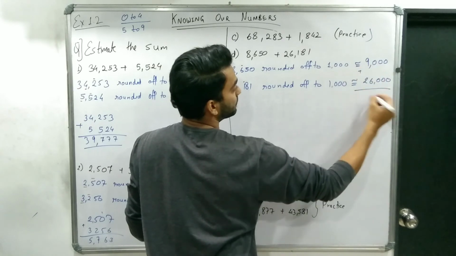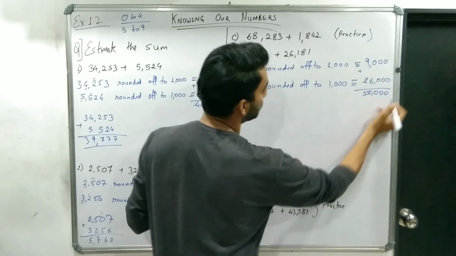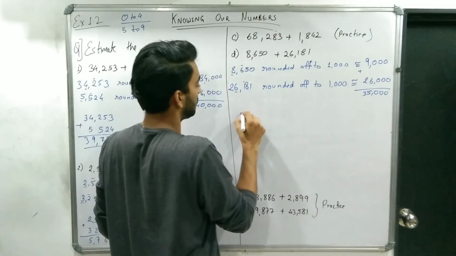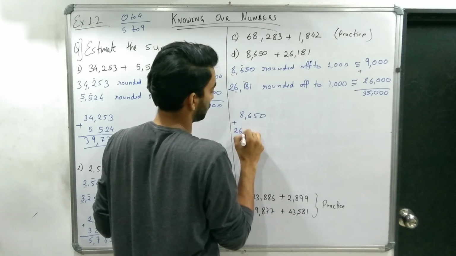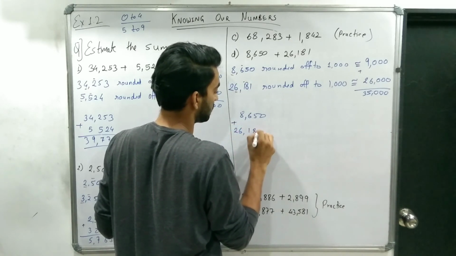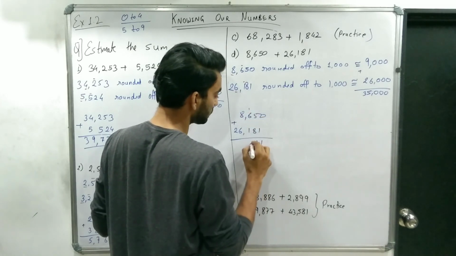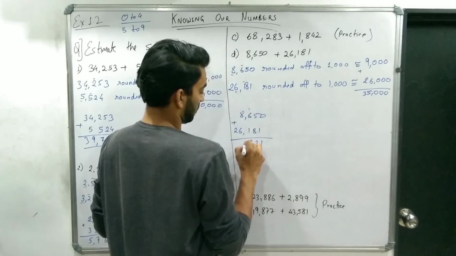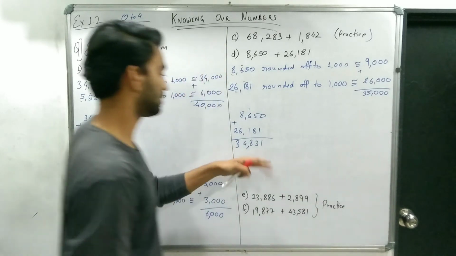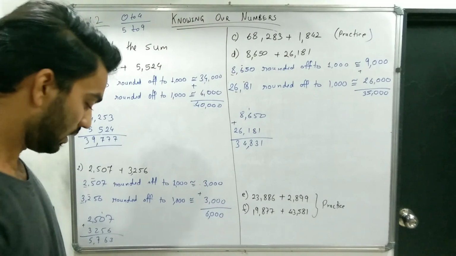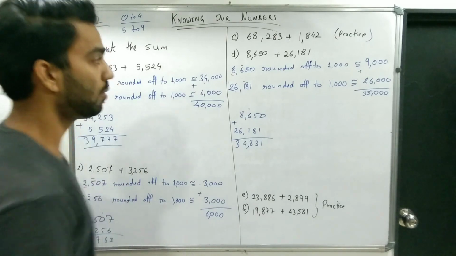Now if you add, it will be 35,000. We have to find the actual value: 8650 plus 26,181. So here it is 34,831 and here we have 35,000, somewhere a difference of 170. So like this you have to do, and these two are also for practice.